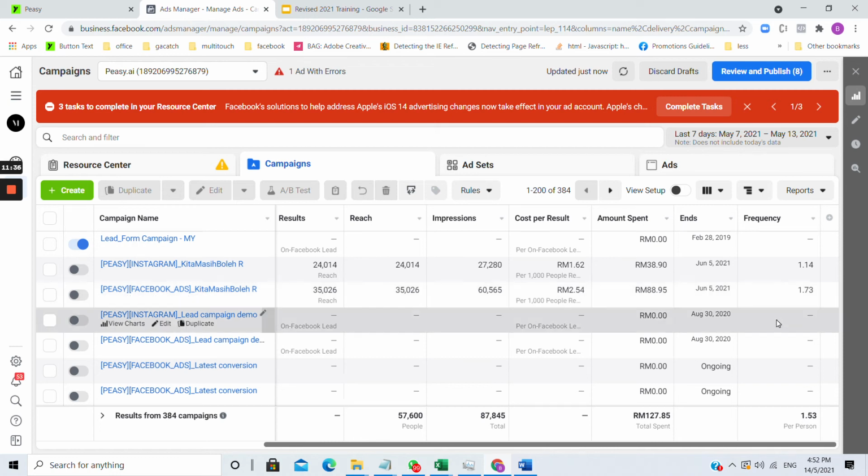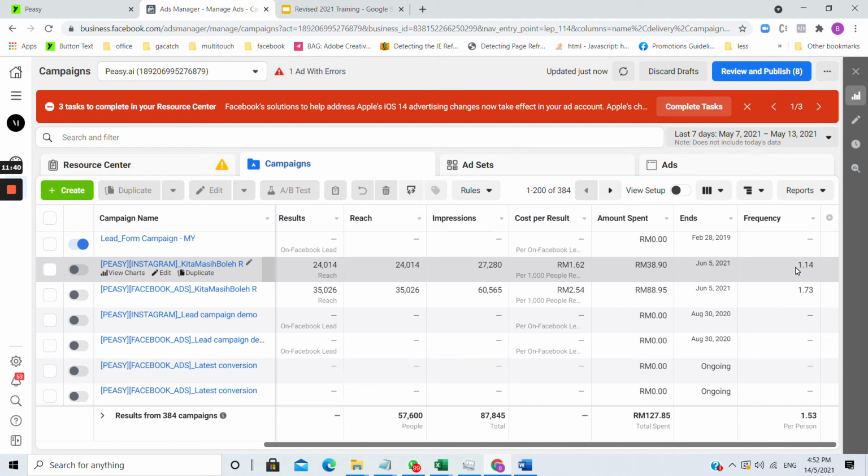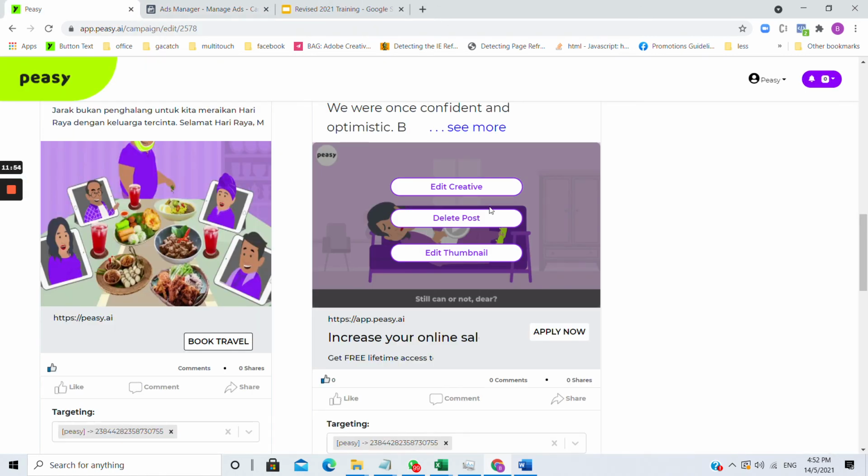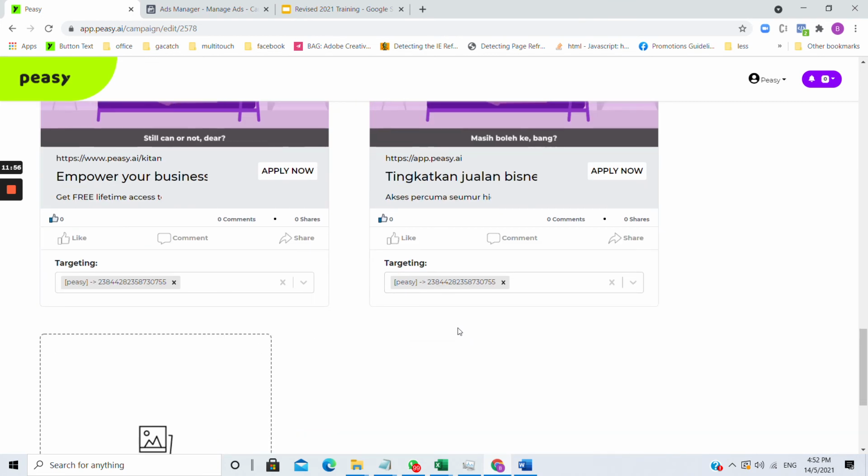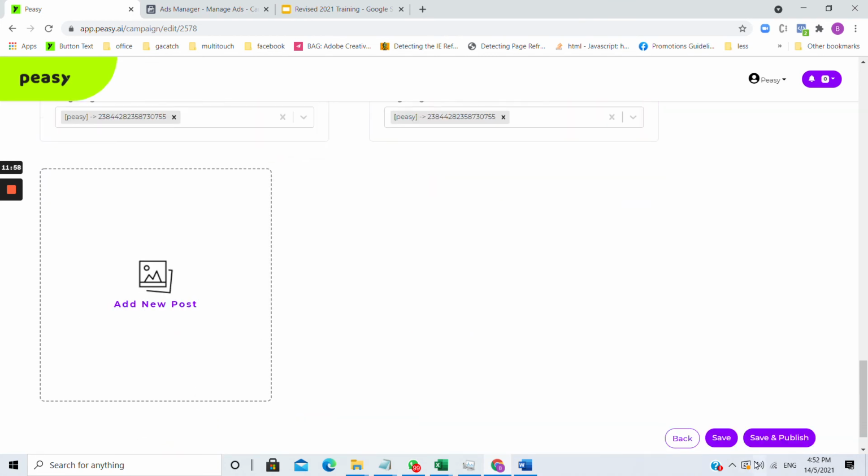So in order to make sure that this does not occur, we advise that you constantly monitor your ad frequency, and when it reaches 2 and above for a low event count campaign, this includes traffic, conversion, and lead, please change your creative immediately. Upload a new creative onto Peasy and click Save and Publish.